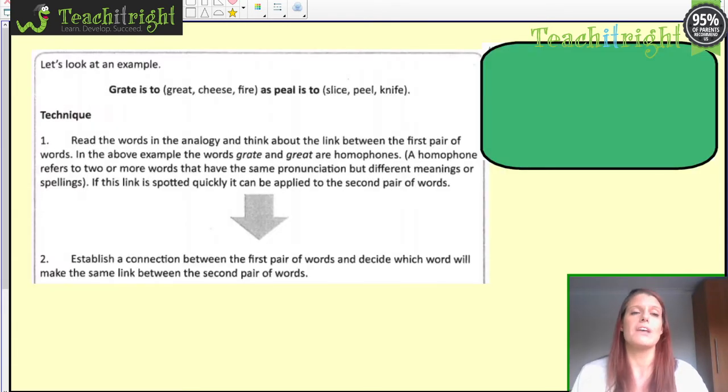So if we look at an example together, great is to one of those three options, as peel is to one of those three options. So first things first is to read the words in the analogy and think about the link between the first pair. In the above example, the words great and grate are homophones, and that means they sound exactly the same. They are spelt differently, but they still sound exactly the same.